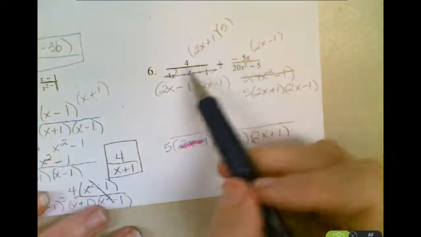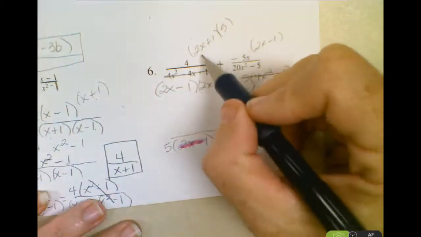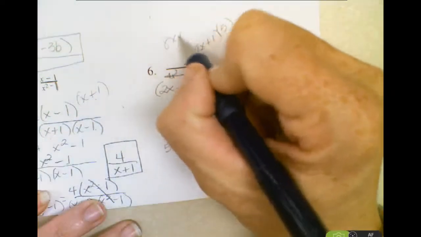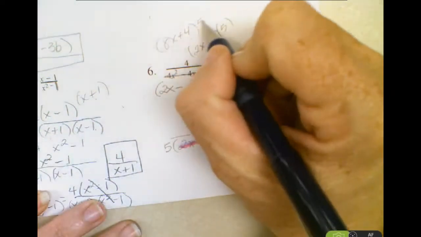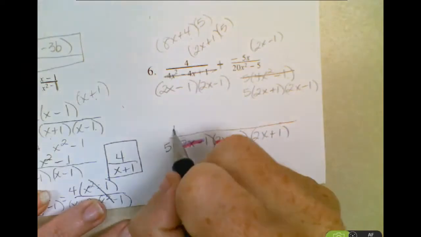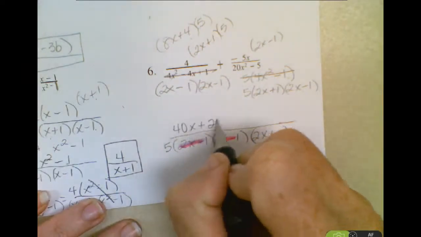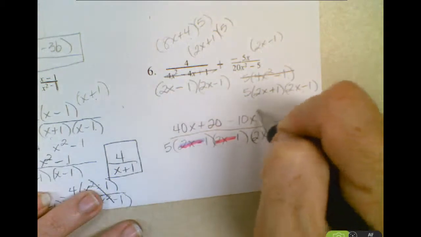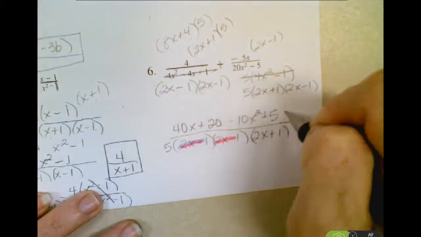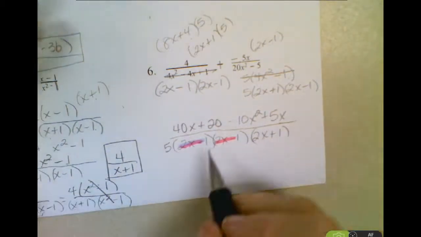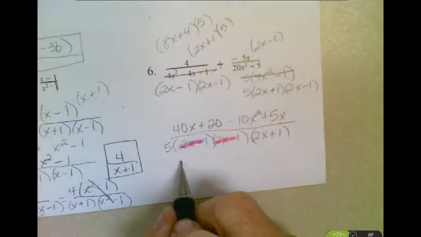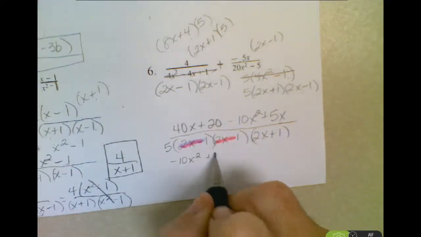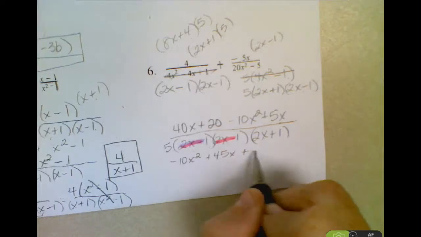Now it's just a case of multiplying out. So if you were to multiply this first, you would have 8x plus 4, and then we would need to multiply that by 5. So you would get 40x plus 20. On this side, you need to multiply those together. You get negative 10x squared plus 5x. Now we've got to combine things together. So we would have negative 10x squared plus 45x plus 20.